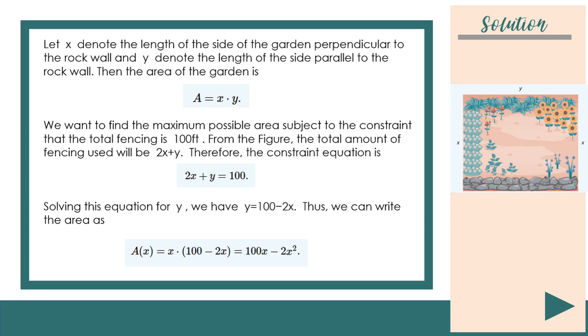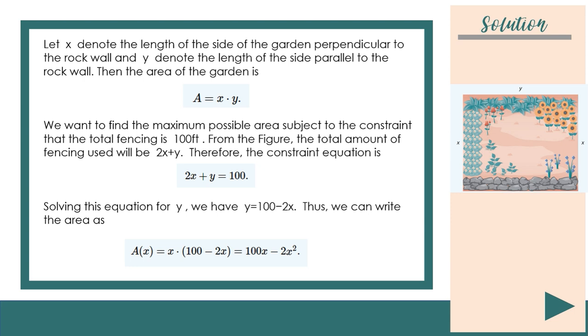From the figure, the total amount of fencing used will be equal to, let us add all the sides, or let us find the perimeter, considering that one side will not be covered with fencing. So we have x plus y plus x, or simply 2x plus y. Therefore, the constraint equation will be 2x plus y equals 100. Solving this equation for y, we have y equals 100 minus 2x.